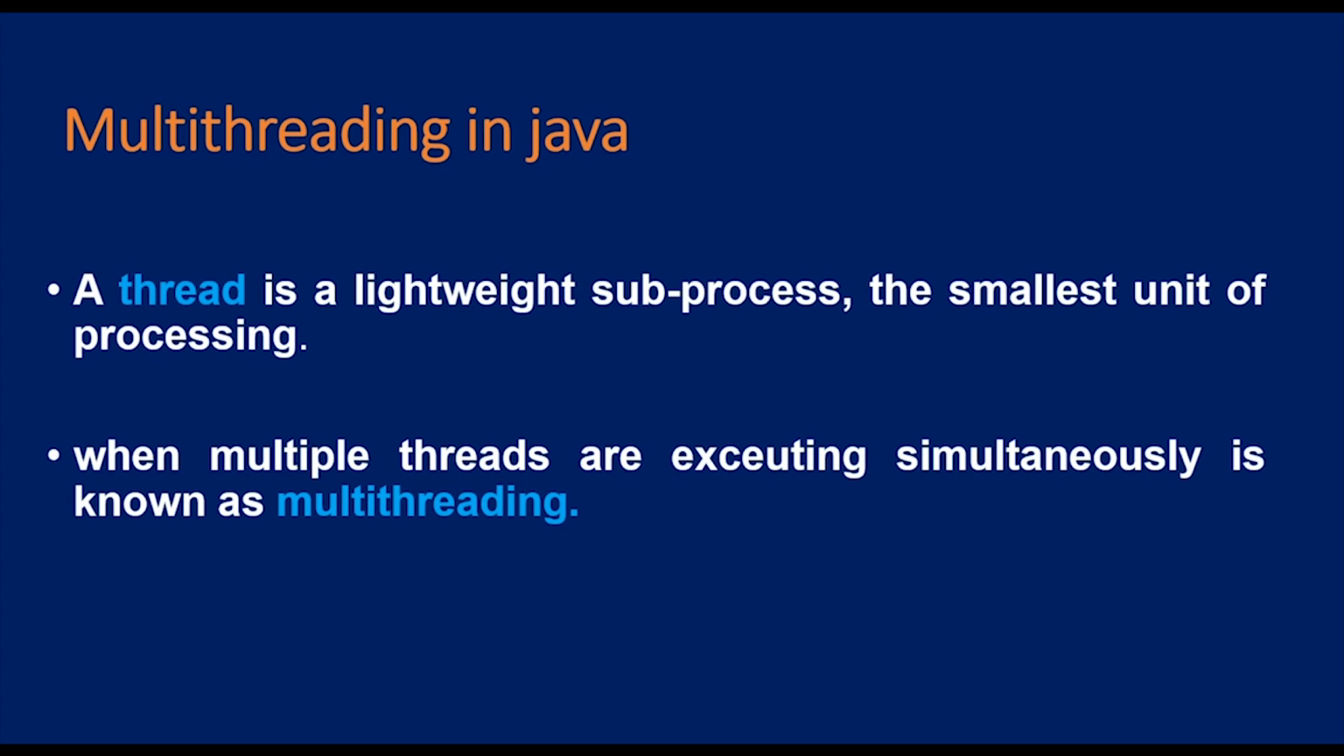What is multithreading in Java? First, we should know about threads. So a thread is a lightweight subprocess, the smallest unit of processing. When multiple threads are executing simultaneously, it is known as multithreading.